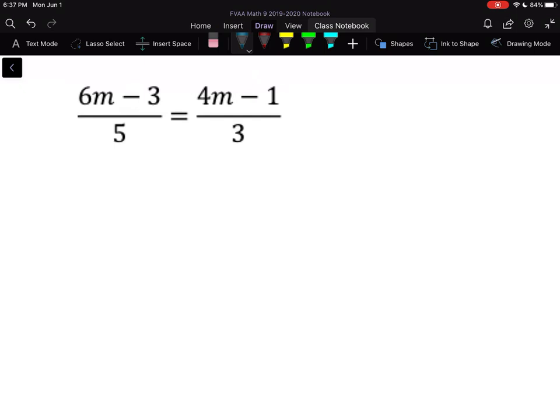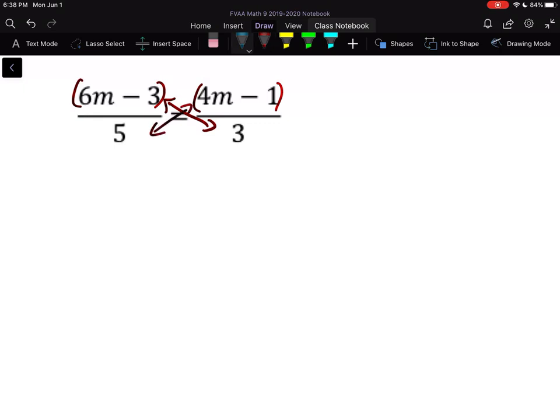In this situation, you have a couple options. You can get a common denominator here, and if you get a common denominator, you can actually cancel out the denominators and then just go from there. You can also cross multiply, which essentially ends up doing the same thing. Here I'm going to cross multiply to solve for this. So it's 6m minus 3 times 3 is equal to 4m minus 1 times 5.